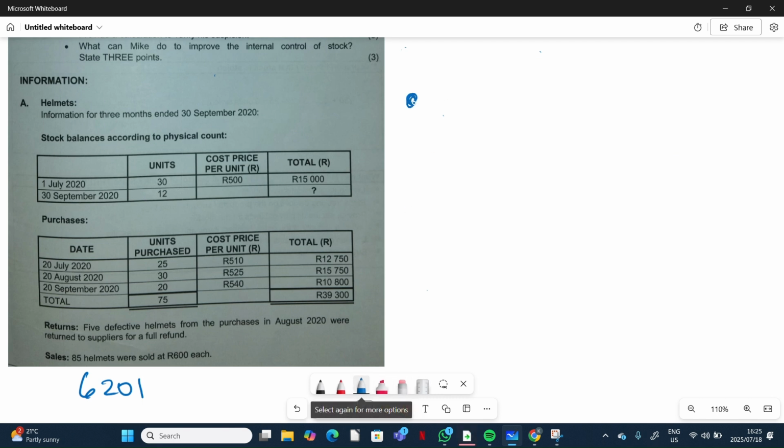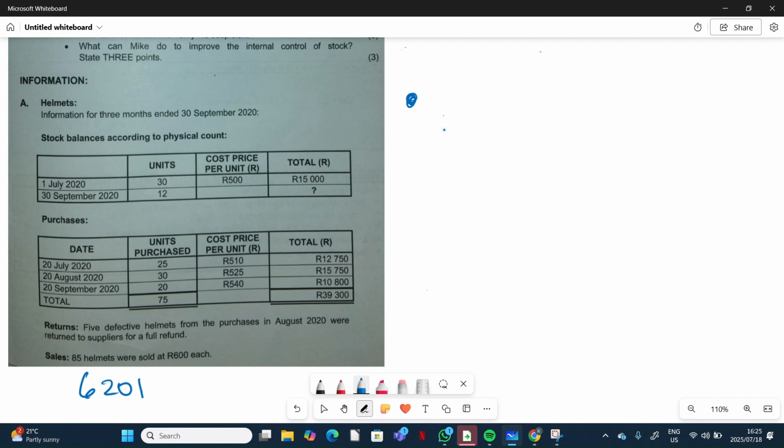The question whereby they ask you, what can Mike do to improve the internal control of the stock? One, they can do regular physical stock counts. They can do it regularly. They also can place tracking devices on the product or security price tags. Let me explain that one. Go to Pick and Pay these days, they have some black or white stickers that they put on chocolates. When you leave with a chocolate at the door, it beeps to alert them that something was stolen. So they literally can do that.